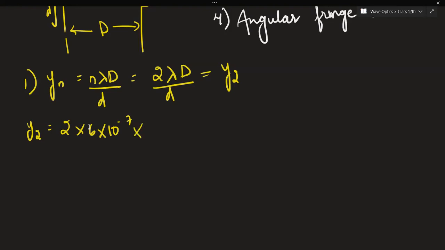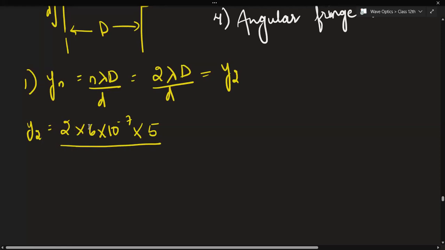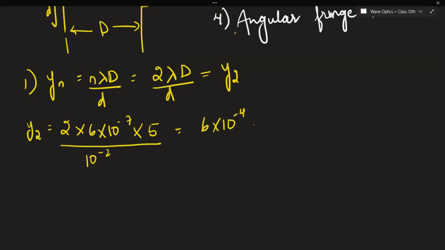And capital D, the separation, is 5 meters. And small d was given as 10 millimeters, the separation between both the slits. So 10 millimeters makes it 10 to the power minus 2. If you solve this, you will get 6 into 10 to the power minus 4. This many meters is the separation of the second bright fringe.